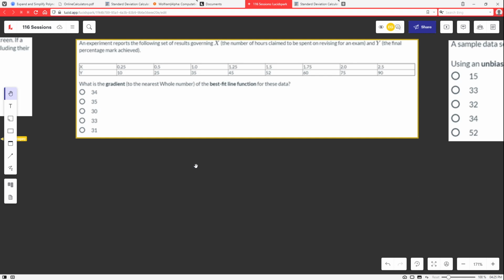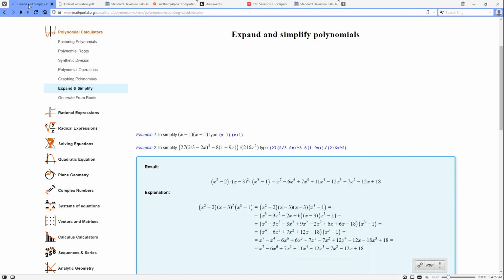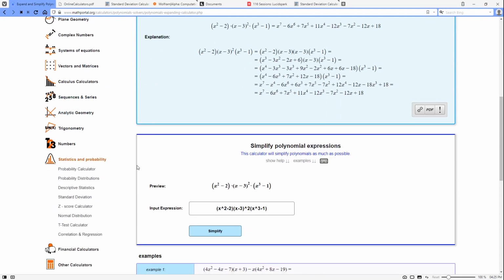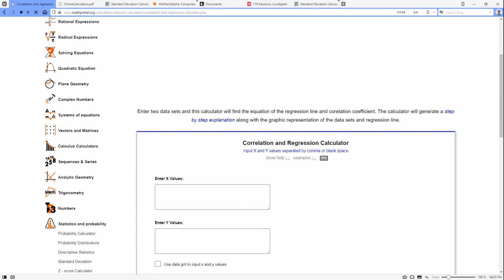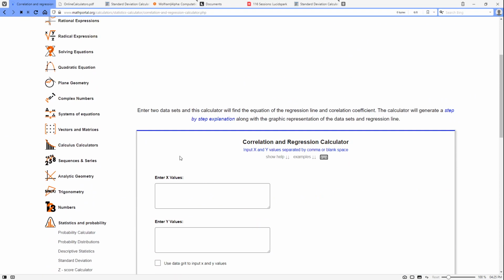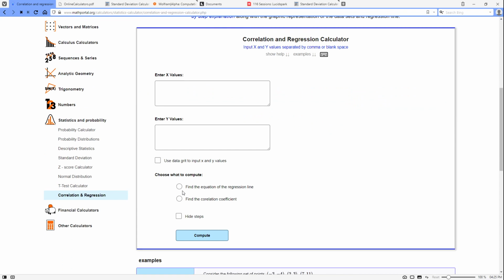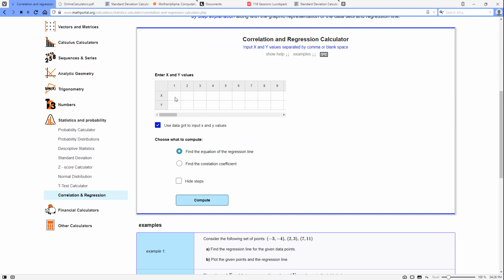For this one, we need to find the best fit line function. We go to statistics and probability, and then correlation and regression, I believe. Let me just double check my notes. Yes. I want the equation of the regression line. I want to use this, and then we want to put the numbers in.